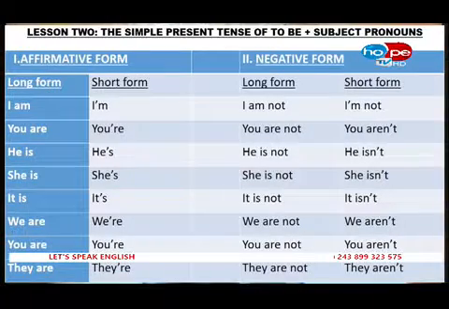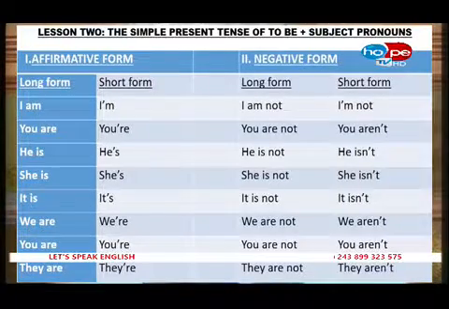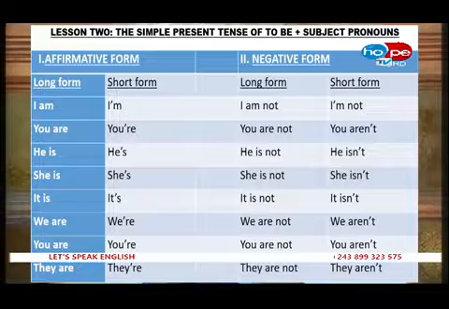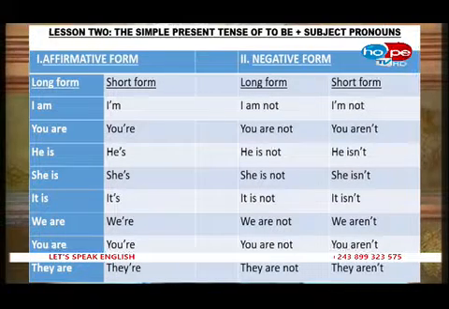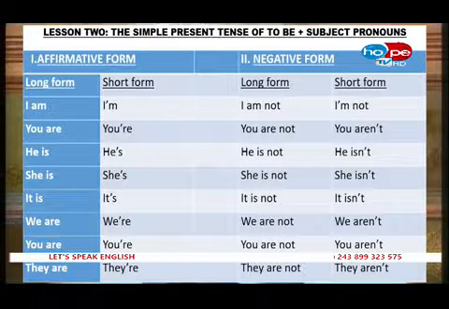And we have interrogative form. Interrogative form. Am I? This is the fact of asking a question. Example, am I a teacher? Are you okay? You say, am I? Are you? Is he? Is she? Is it? Are we? Are you? Are they?